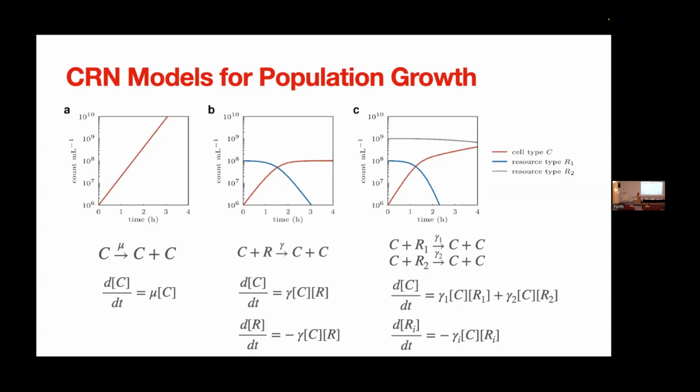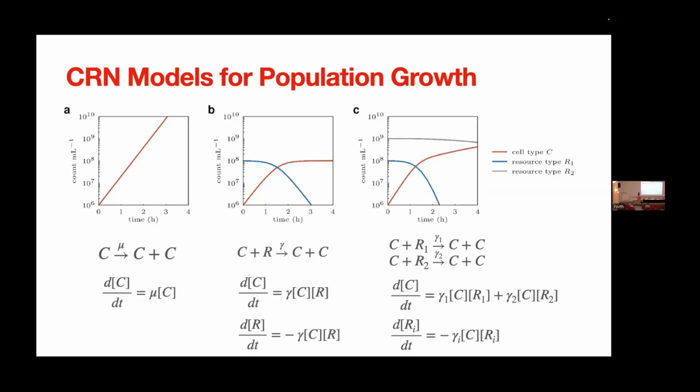chemical reaction networks for very simple systems. So it's only population growth, just a growing colony of bacteria. The first one might be the simplest one: just C goes to 2C. And here this is a log plot, so it gives you a straight line. And of course, that's not what you observe. You don't observe unlimited growth a priori.